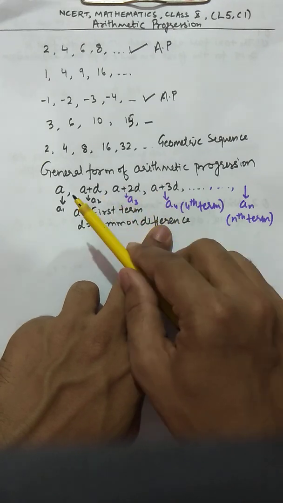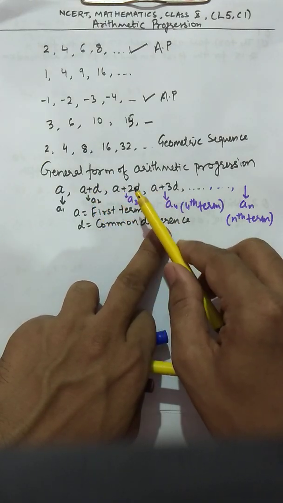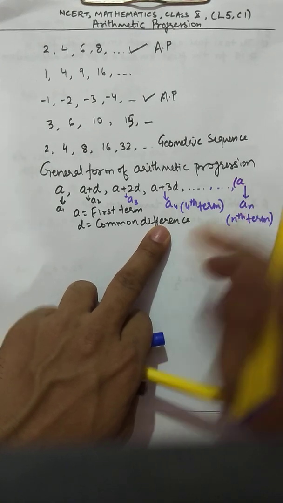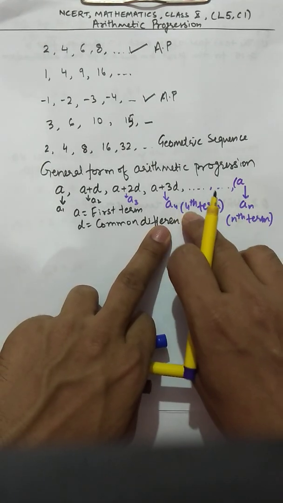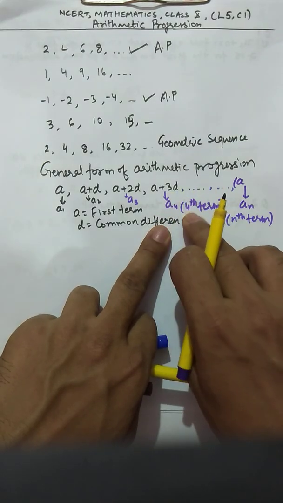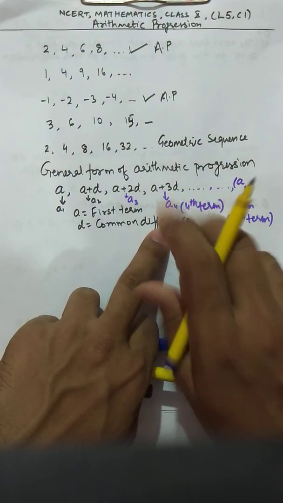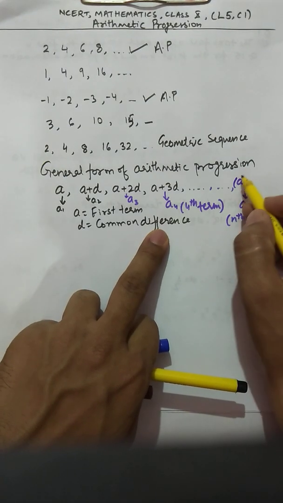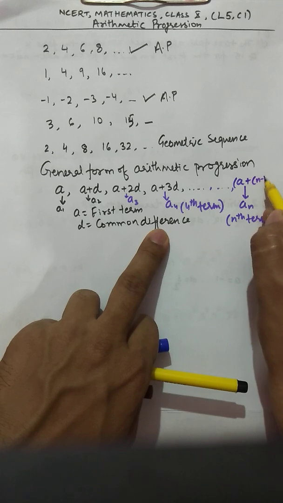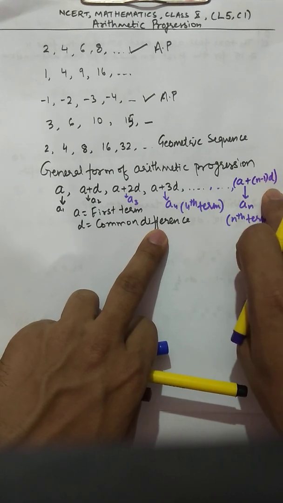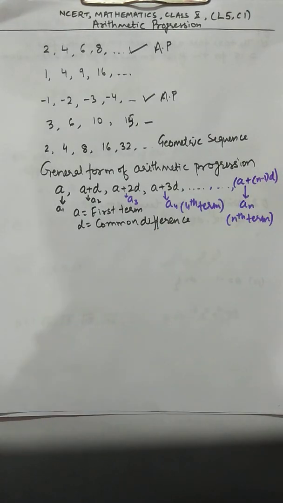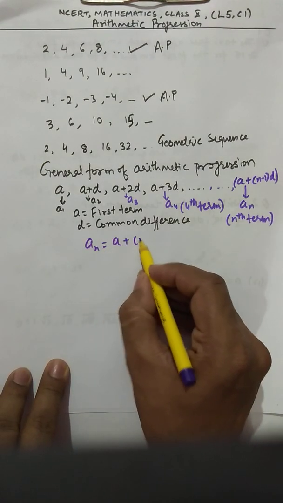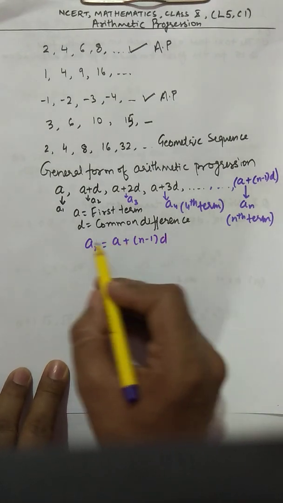And you can see a is everywhere, a plus d, a plus 2d, a plus 3d. So in the general term, your a will remain there. But as I told you, if it is 4, here it is 3. Means whatever term you are taking, you will be getting 1 less. So if I am saying nth term, then I have to take 1 less as the coefficient of d. So n minus 1, and this is d. This is the general term formula. So an, I can write this as a plus n minus 1 d.